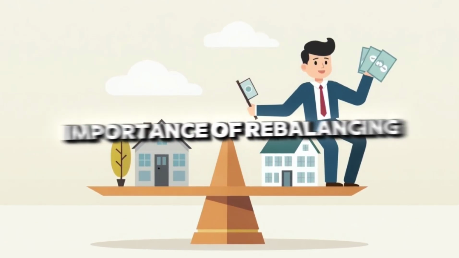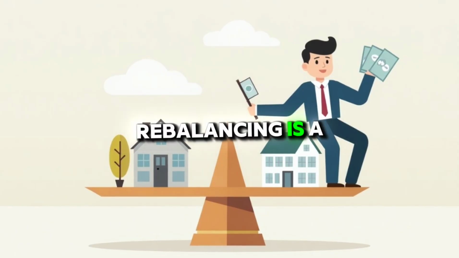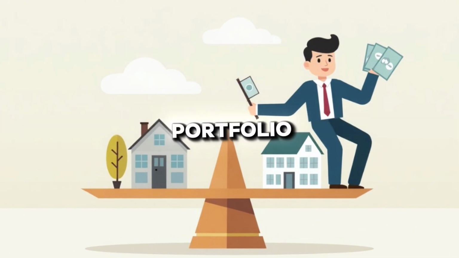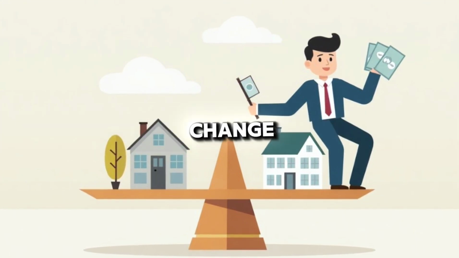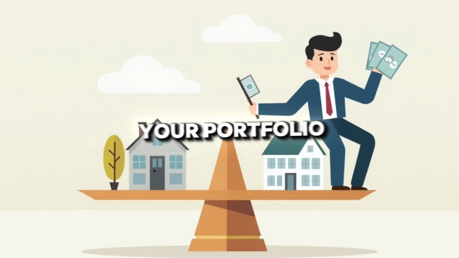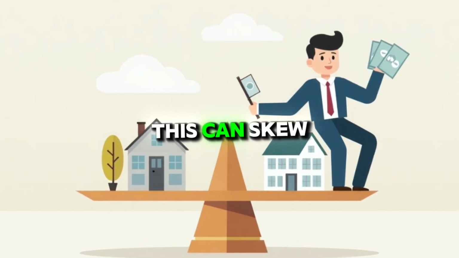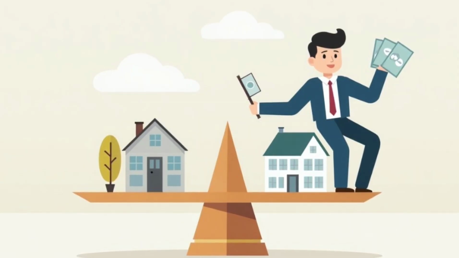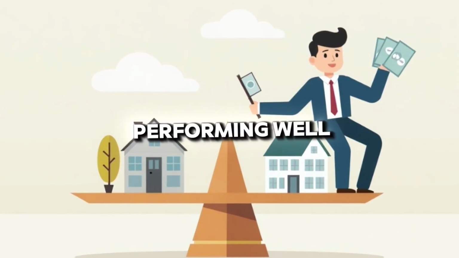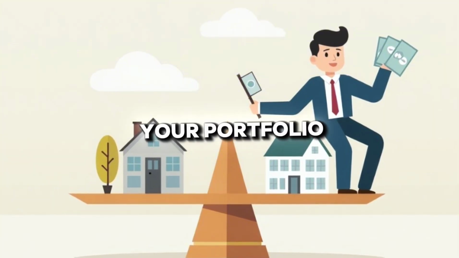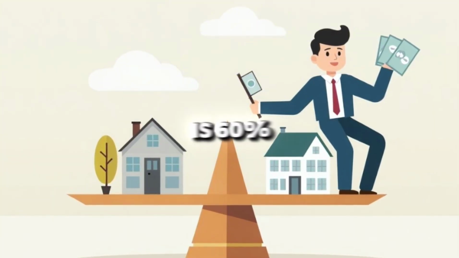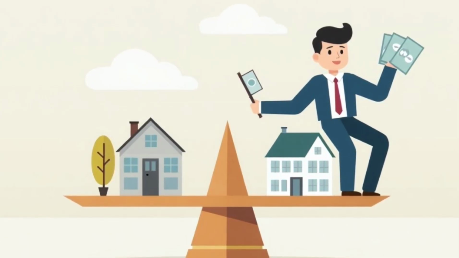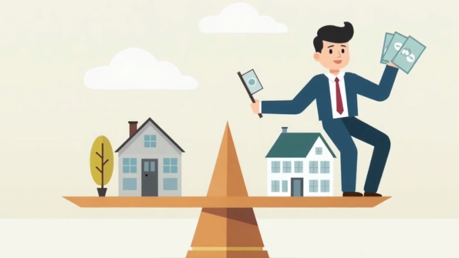Part 4. The importance of rebalancing. Rebalancing is a critical, often overlooked part of building and maintaining a diversified portfolio. As market conditions change, the value of different assets in your portfolio will fluctuate. Over time, this can skew your asset allocation and lead to unintended risk exposure. For example, if stocks have been performing well and now make up 70% of your portfolio when your target was 60%, you may want to sell off some of your stocks and buy more bonds or other asset types to return to your original allocation.